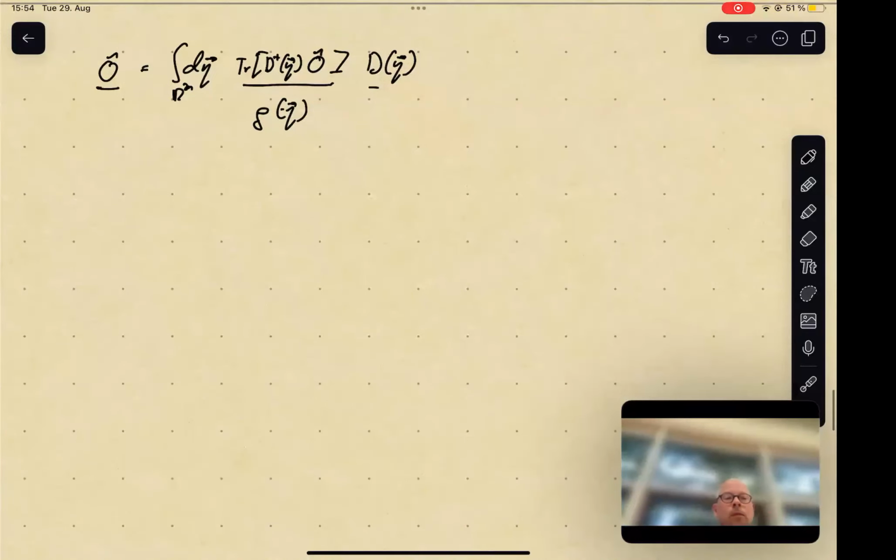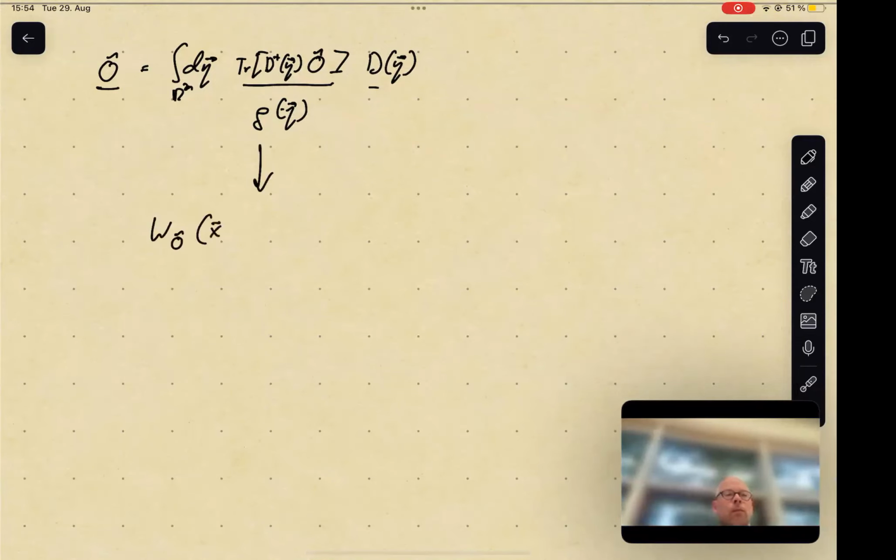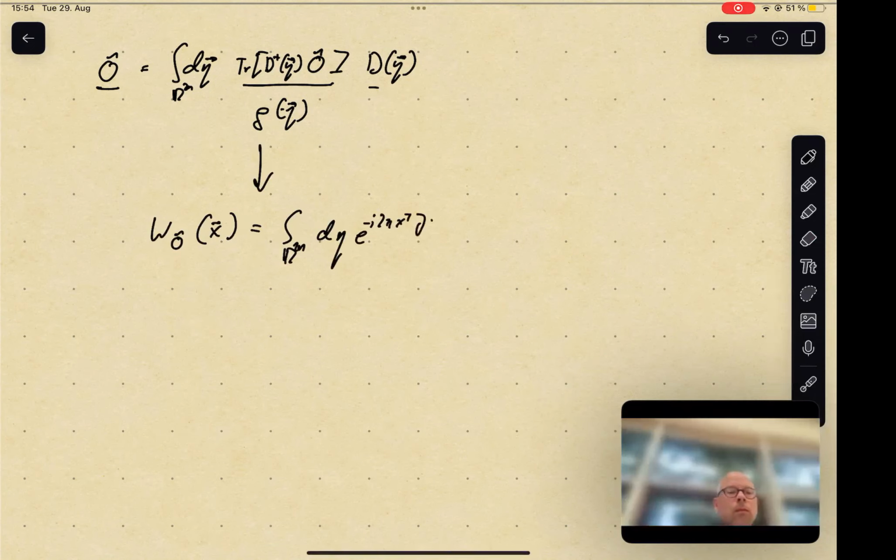One thing you can do is define the Fourier transform of this function. I'm going to define the Wigner function of this operator at x as the integral over phase space d eta, e to the 2 pi, times the trace of the operator with the displacement operator d eta. This is what people call the Wigner function.